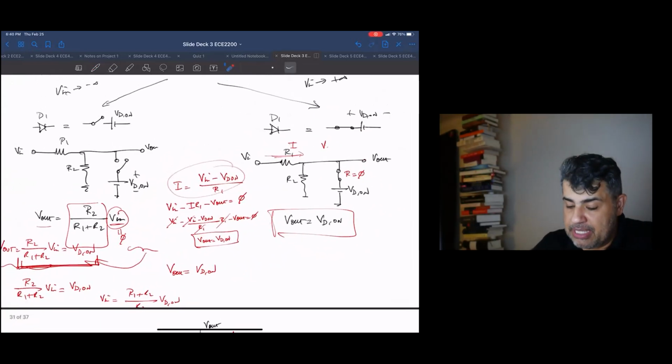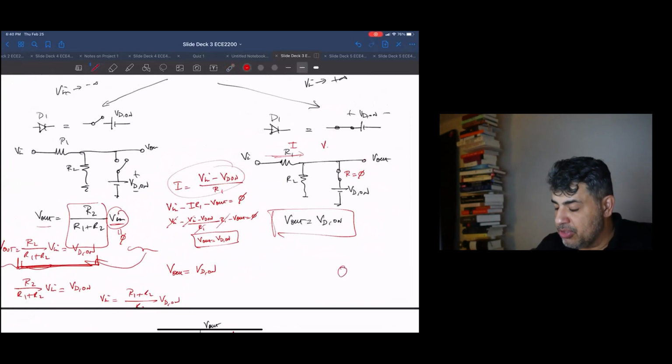Sometimes what happens, I think this happened last lecture, you end up with a situation where you have two voltage sources trying to drive a node. And you have to make some assumption. One of them is going to win, and you're going to have to make an assumption about which one. I'm going to admit it could go either way in that case, but it's pretty rare when that happens.